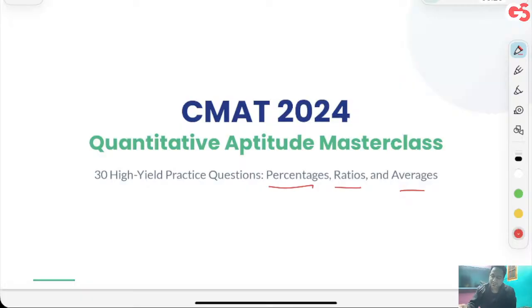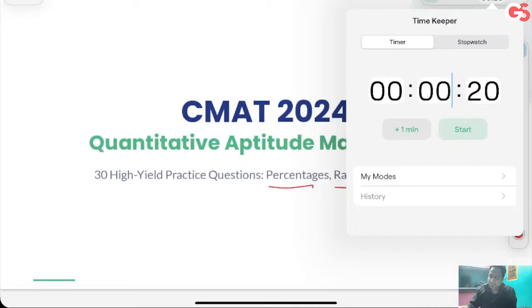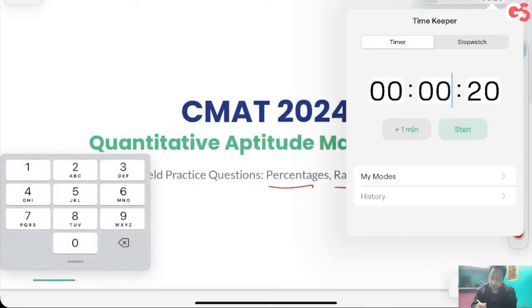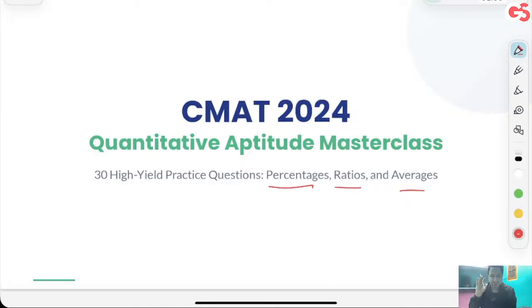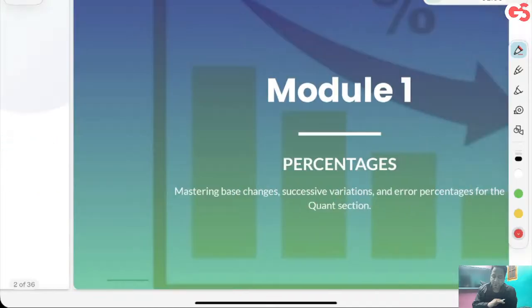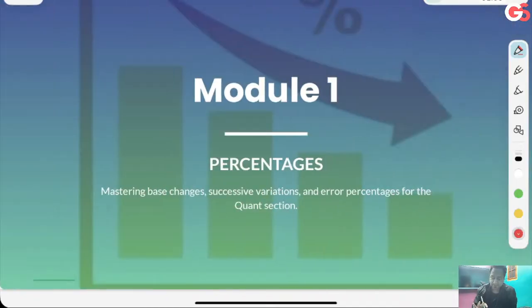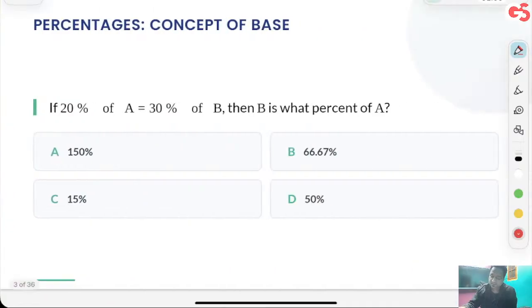I'll give you 1 minute and 30 seconds for each of the questions. After that, I'll be solving it within 1 to 2 minutes. If there are multiple approaches to solve the question, we'll do that. All right, so that is how we'll be going along. Cool. So let's start. Here we have the first question, the first module, percentages. The first question goes here, and I'm gonna start the timer.